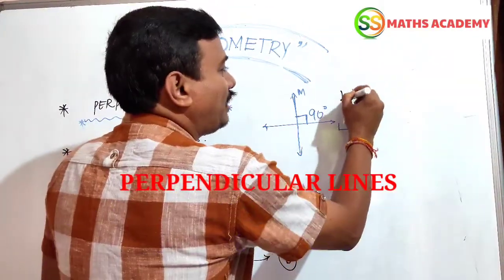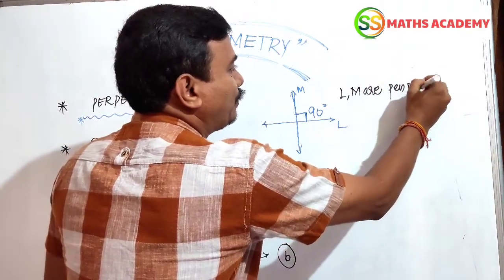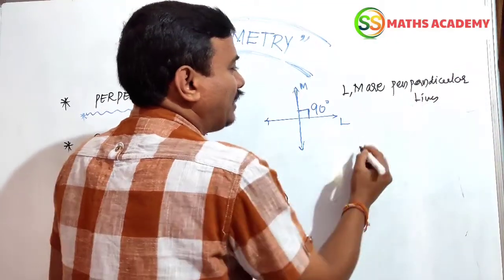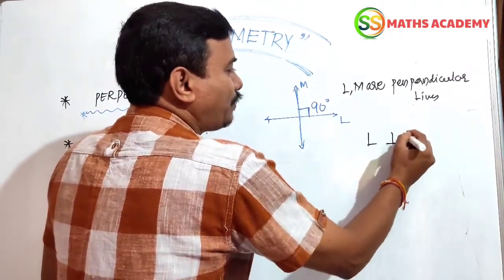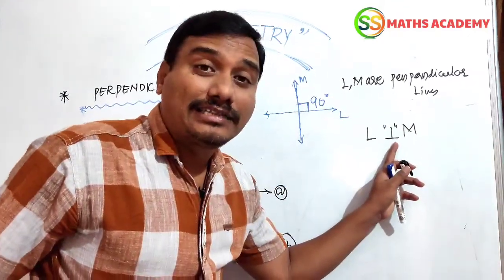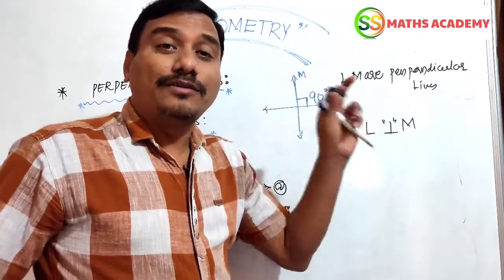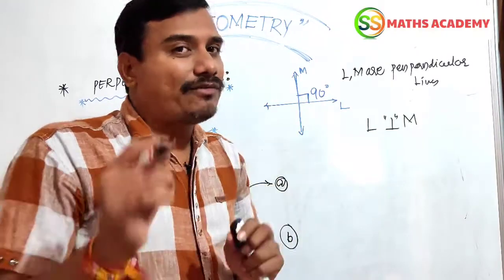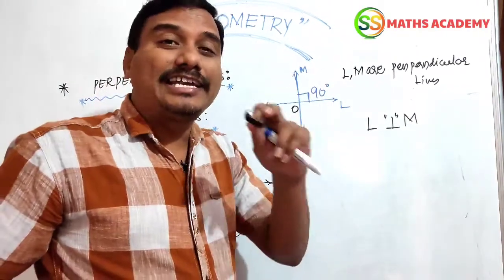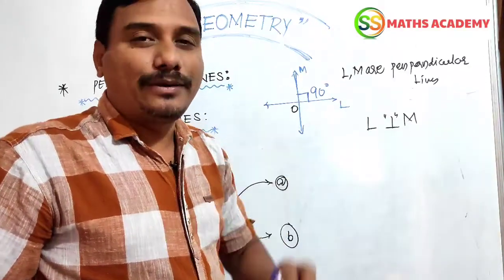So here L, M are called perpendicular lines. It is denoted by L is perpendicular to M. This symbol is nothing but perpendicular. L is perpendicular to M. When intersecting lines have one common point, here also there is one common point, but here it makes an angle of 90 degrees. That is the reason these two lines are called perpendicular lines.